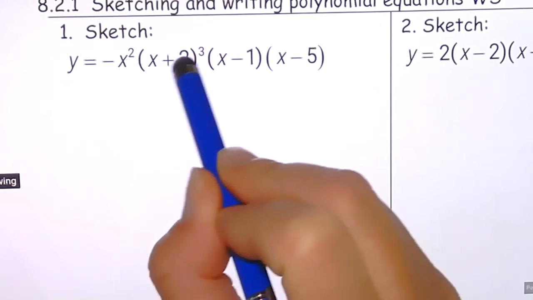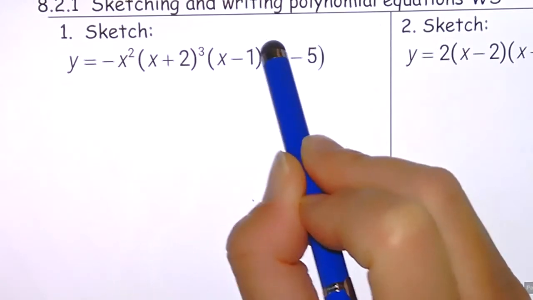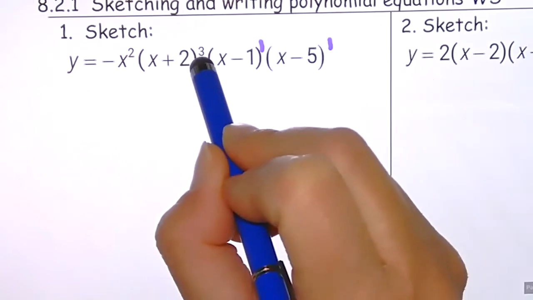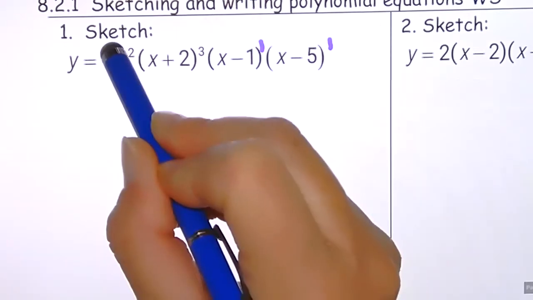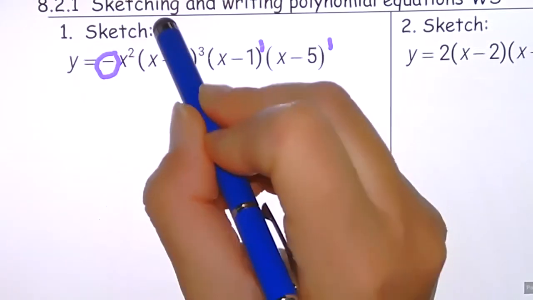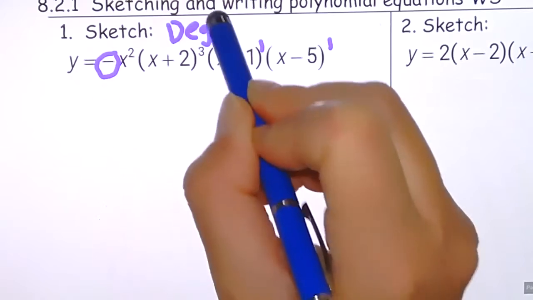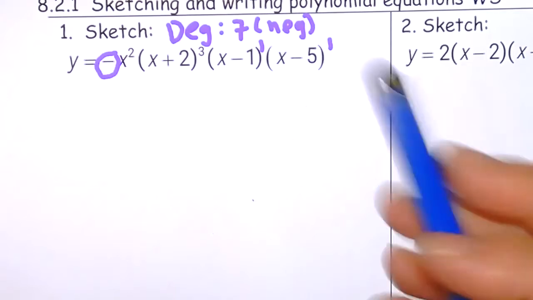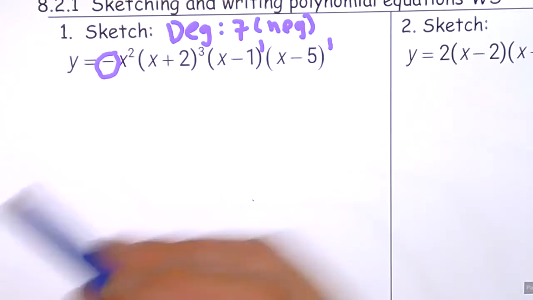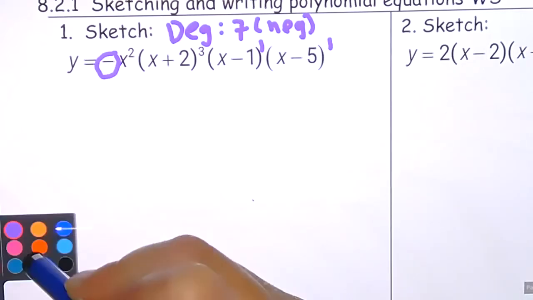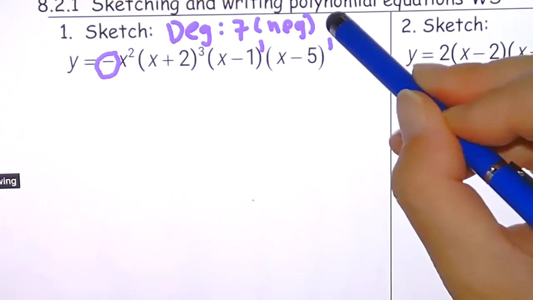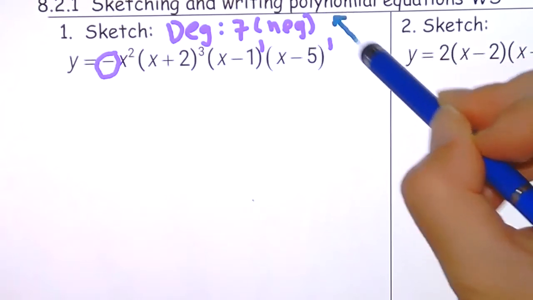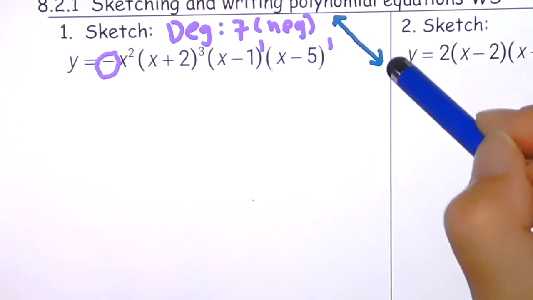So this is 2, 3, 1, so that's really a 1 and a 1. I'm going to add those up, so I get 5, 6, 7. And then you want to pay attention to the sign in front. So this degree is 7, and it's really a negative situation. Since it's odd, it's like a line. Since it's negative, it's going to be like a decreasing line, so it should be starting above and ending below.